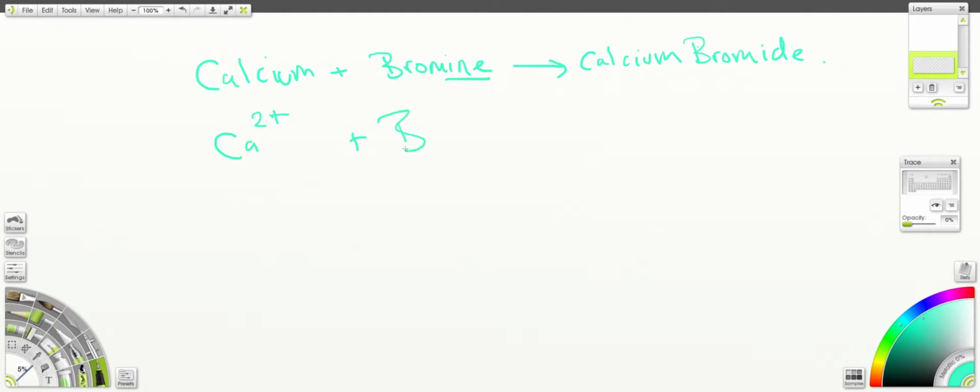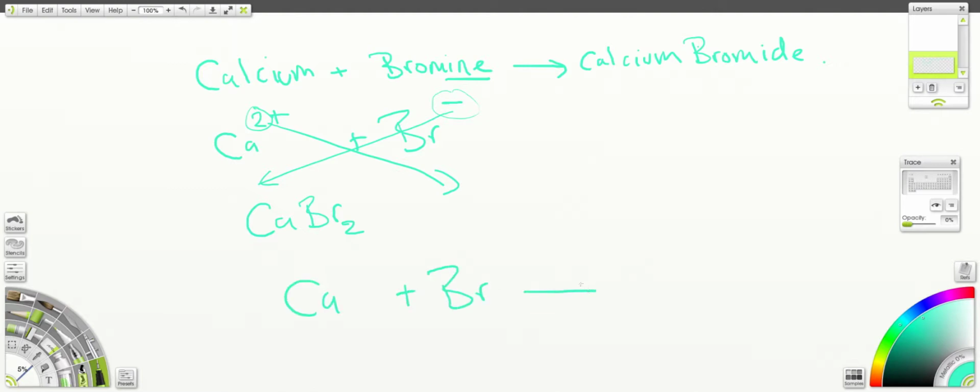So if we look at this, calcium is in group 2, so it's going to lose 2 electrons, right? Bromine is in group 7, so it needs 1 more electron. If it gains 1 electron, it's going to become negative. You cross them over. How many calciums do you have? Well, that represents 1, so I'm going to have 1. How many bromines are you going to have? That's going to be 2, right? And so calcium plus bromine is going to make calcium bromide, CaBr2.